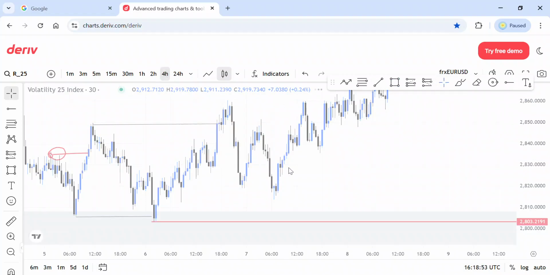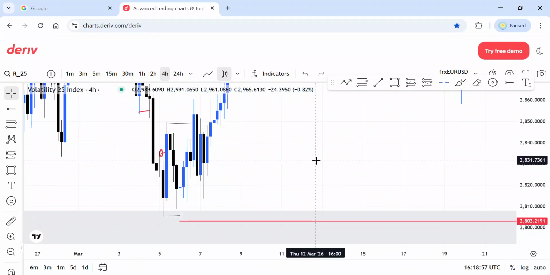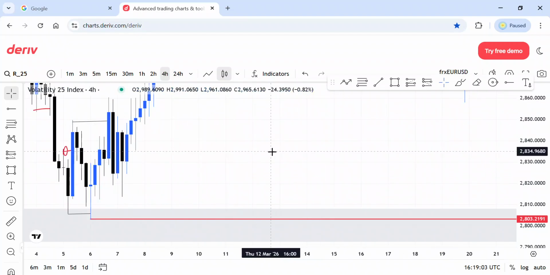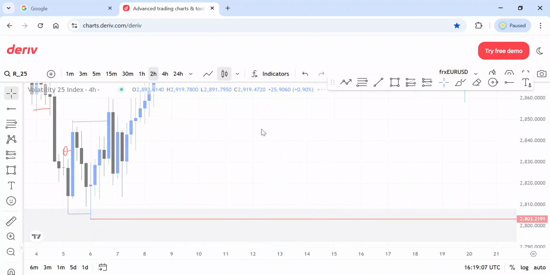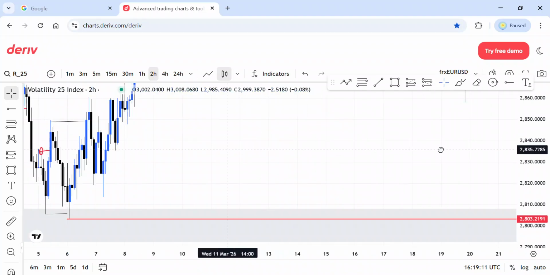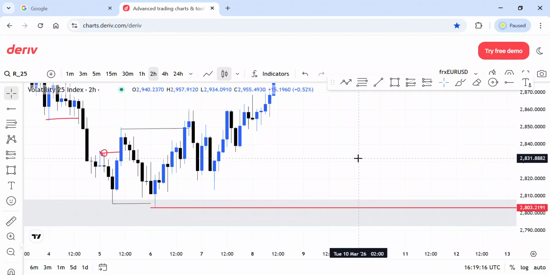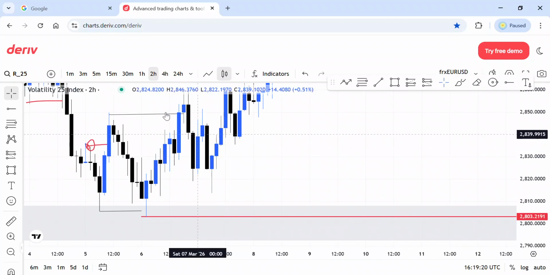If 4 hours has a very presentable order block right here, you should be using it. I don't think there is any. There's no other block here. Let's go to 2 hours for better order blocks. Okay. This is a breakout. Any other blocks? No other blocks.